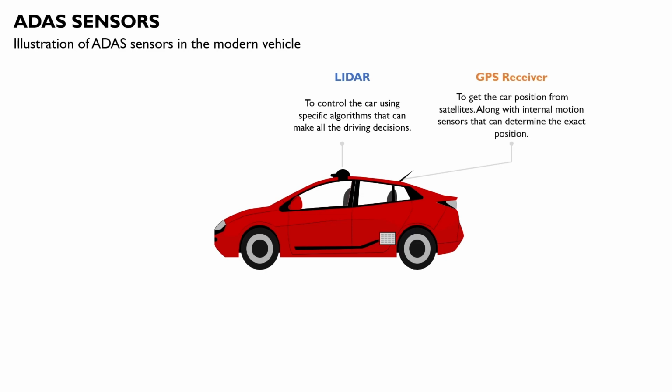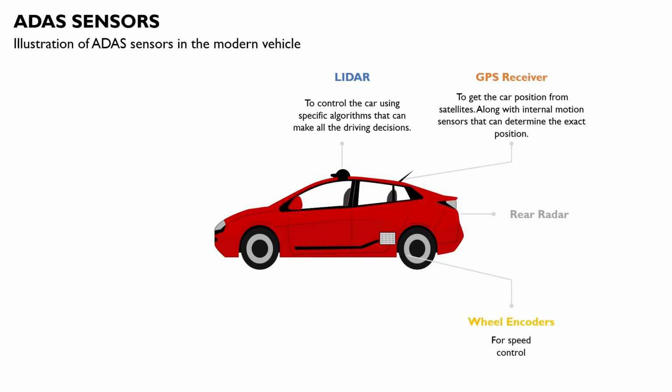GPS receiver. GPS receiver is mainly used to get the car's position from satellites. Along with internal motion sensors, we can determine the exact position of the car. Rear radar. Rear radar in ADAS is used to detect objects and obstacles behind the vehicle. It helps in scenarios like parking, backing up, and monitoring traffic approaching from rear. We'll talk more about radar in the upcoming points.